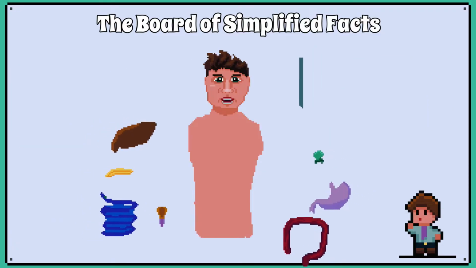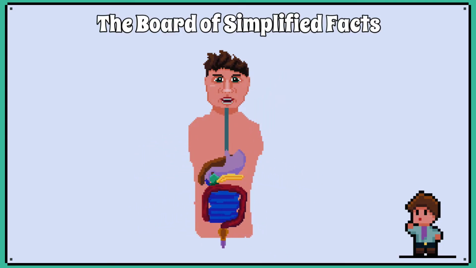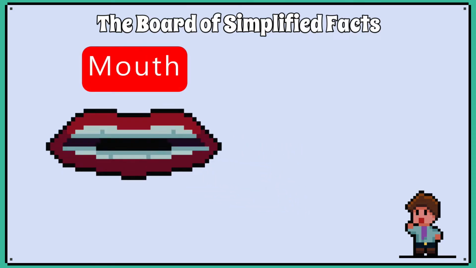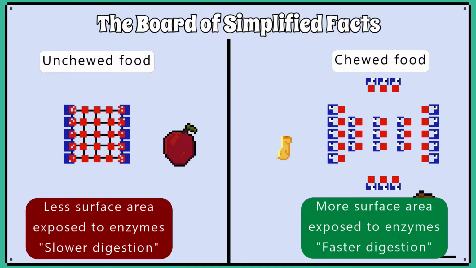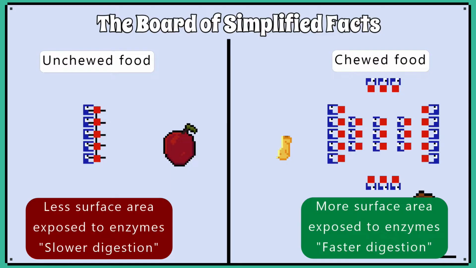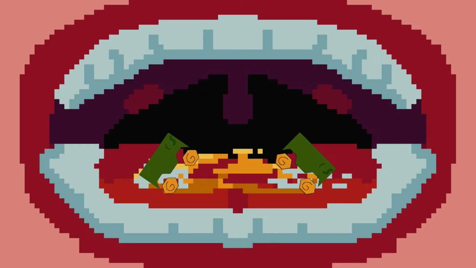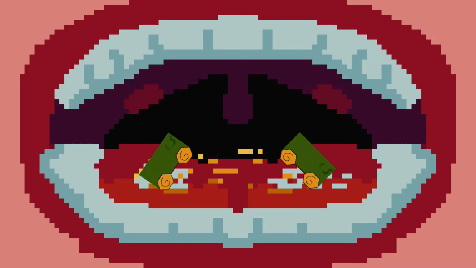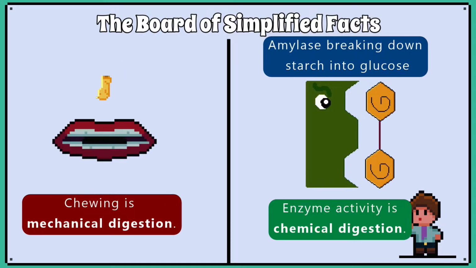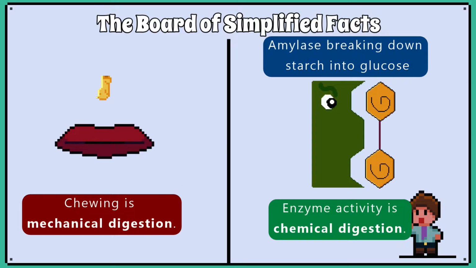You need to be able to label each section of the digestive system and describe the role they play in digestion. Starting with the mouth, food enters here and is chewed into smaller pieces, which increases the surface area exposed to enzymes. We call this physical breaking up of food mechanical digestion. Starch digestion also starts in the mouth, as amylase is found in saliva. When enzymes break large insoluble food molecules into smaller soluble molecules, we call this process chemical digestion.